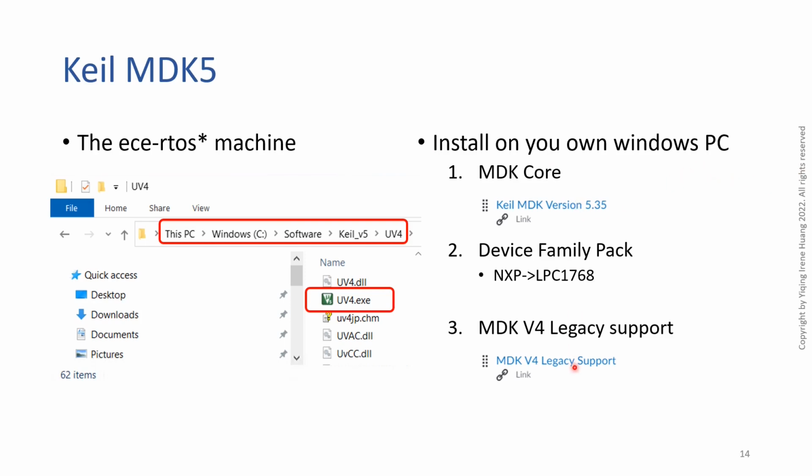I have two packages, like two links posted on Learn. The first one is the MDK core, so this is the main IDE. After the installation of the main IDE, it will automatically lead you to what we call the pack installer. The pack installer installs the device family pack, and what we need is the NXP LPC 7068. Then finally, we need the MDK v4 legacy support.